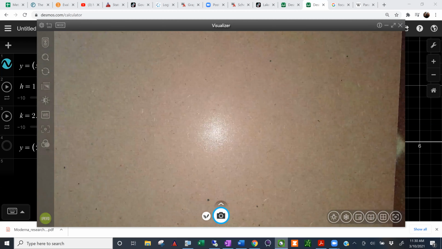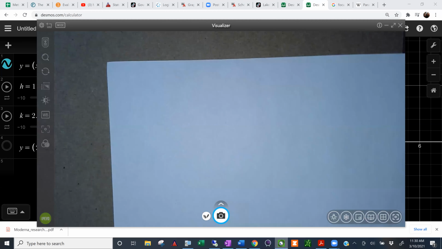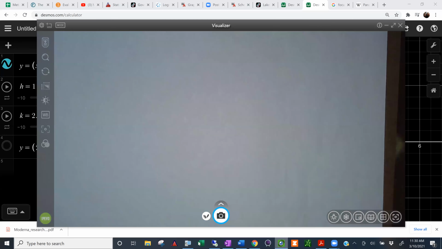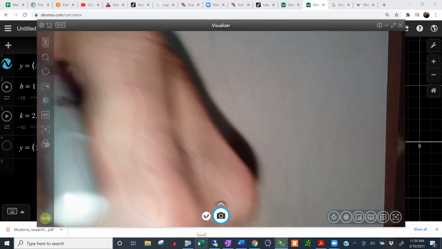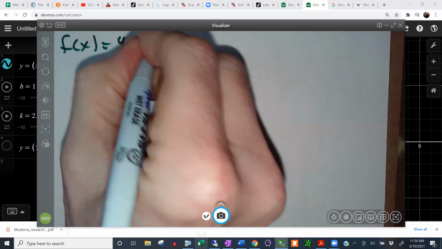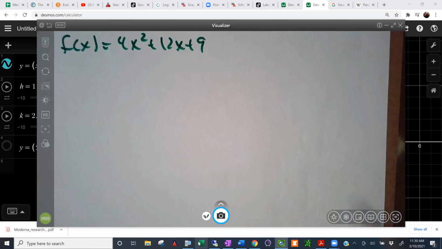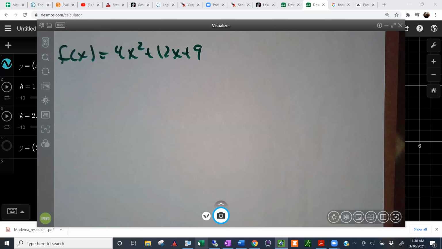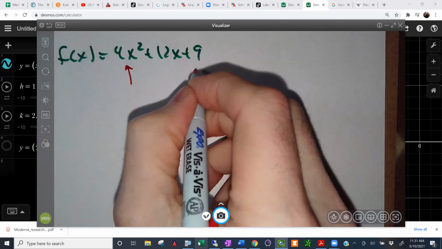All right, so let me do one last problem here for us. And it kind of relates to the things that we just saw. And that is f of x equals 4x squared plus 12x plus 9. Now I'm going to remind you of something with regard to factoring after I point out something about the end terms here.